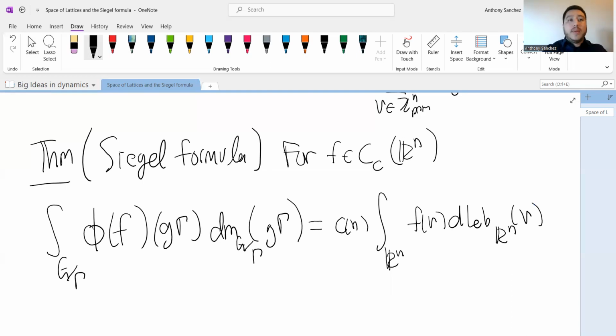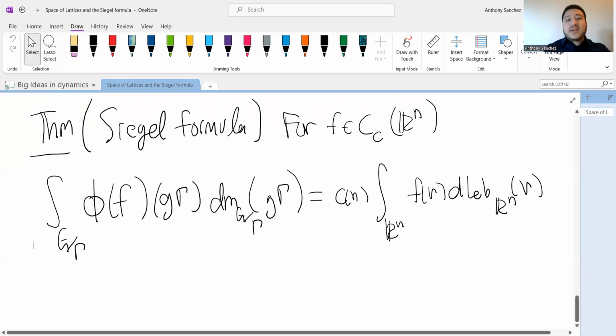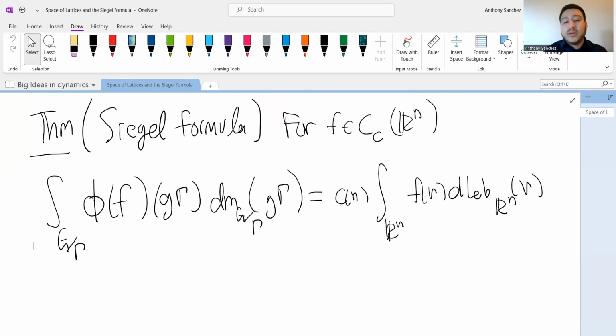So a couple of comments that I want to make about this: what is this constant here? This constant ends up actually being the Riemann zeta function evaluated at n. So if n is equal to 2, this is going to be pi squared over 6.